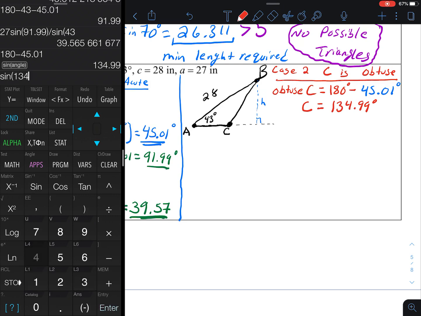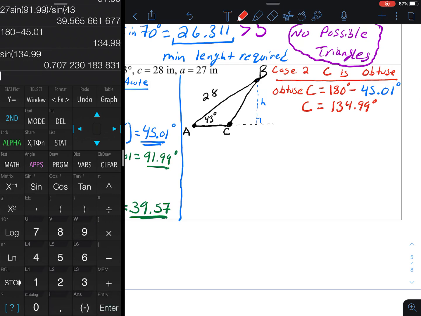Now, just to remind you, pay attention to the calculator over here on the left-hand side. So if I did sine of 134.99, I get 0.707 roughly. I should get the same decimal if I did sine of 45.01. I get this exact same decimal. This is why it's a limitation for law of sines, because it's the ambiguous case. We have the potential to have the first angle that we have to solve for in this problem be obtuse, and we have to know if that's a possibility or not. So that's why we're having to do all this madness.